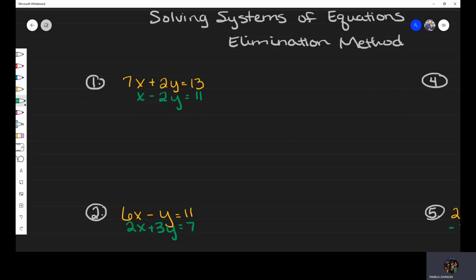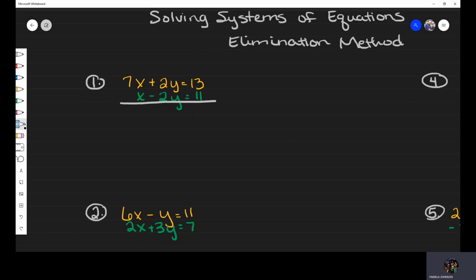With the elimination method, what you're actually doing is adding the two equations together. And so when you add the two equations together, you want to be able to eliminate one of the variables because it just becomes zero. So our first example, 7x plus 2y equals 13 and x minus 2y equals 11.